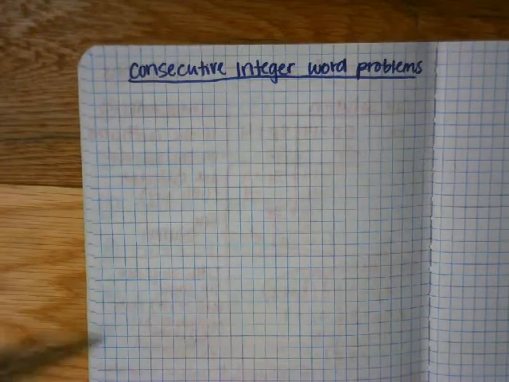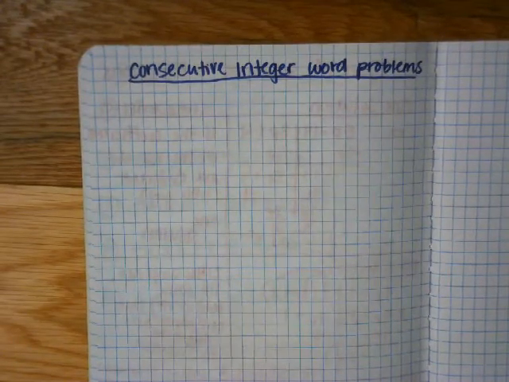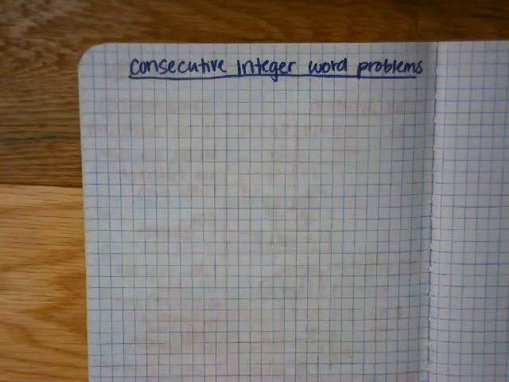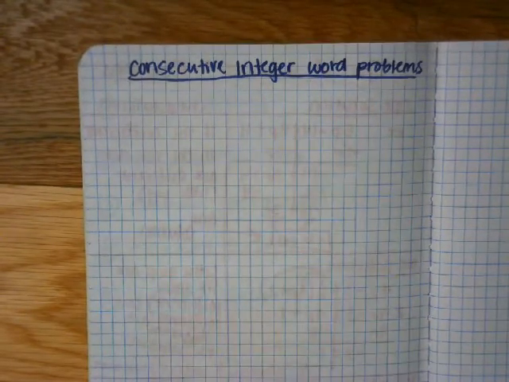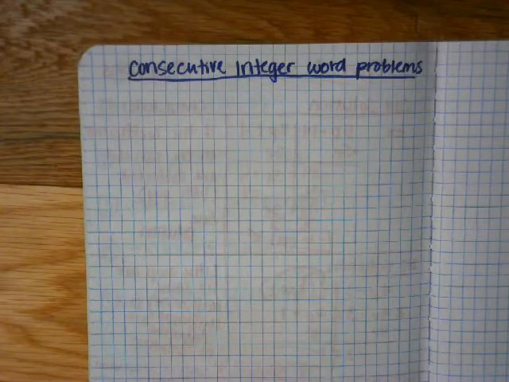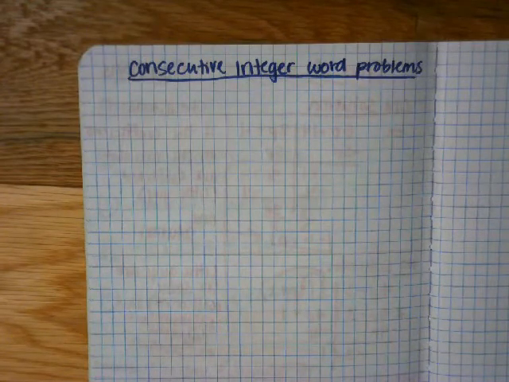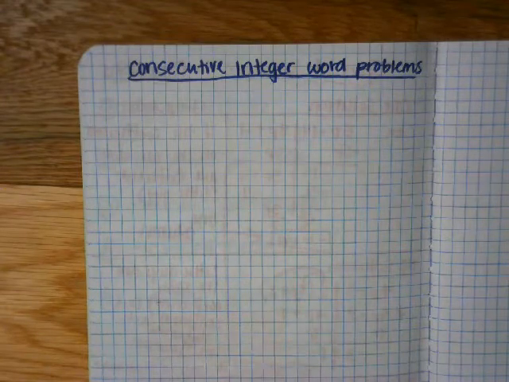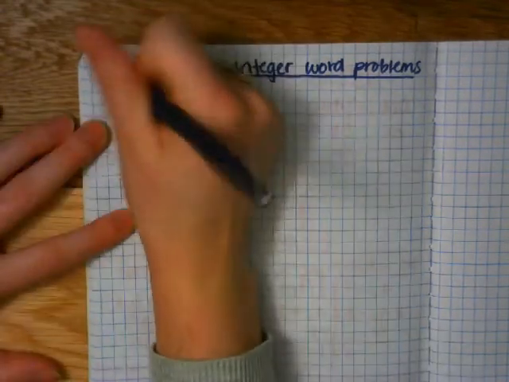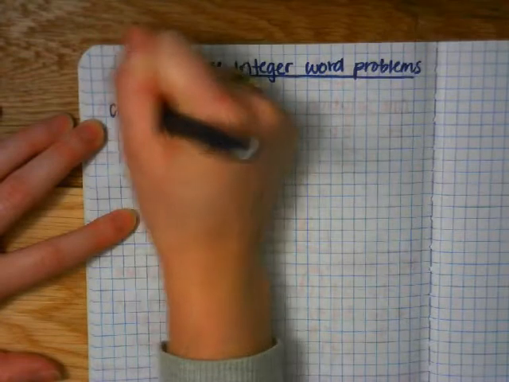Consecutive integer word problems. Before we can actually talk about the word problems, we need to talk about a couple of definitions here. It will be helpful if we know what the word consecutive means, and it will also be helpful if we know what the word integer means. So, let's start with consecutive.